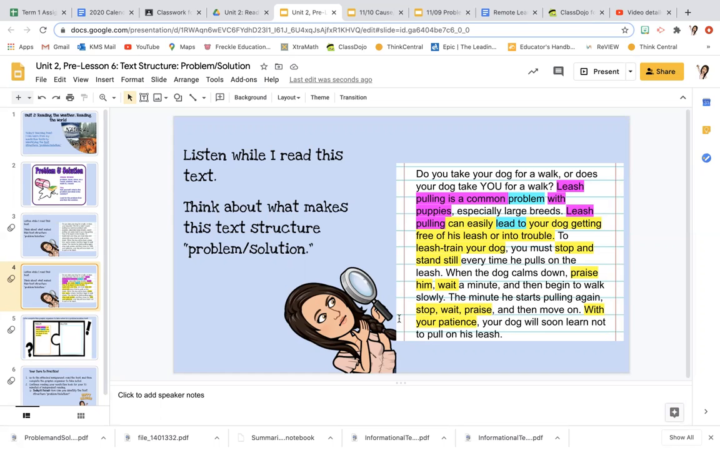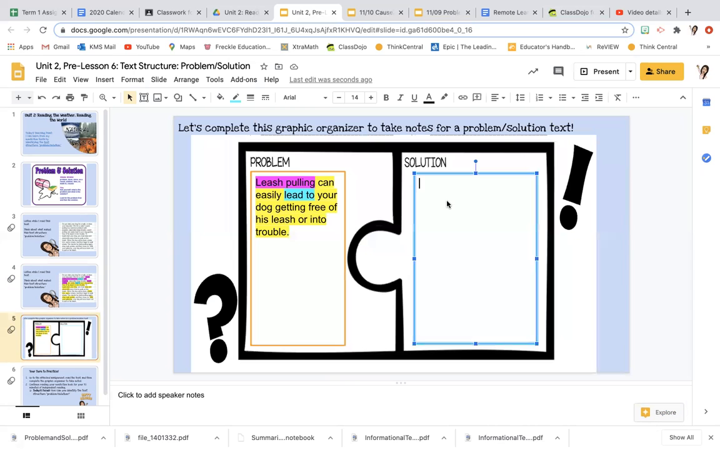So to take note of that, I would say for a possible solution, it tells the reader to be patient and leash train your dog by stopping, waiting, and praising.